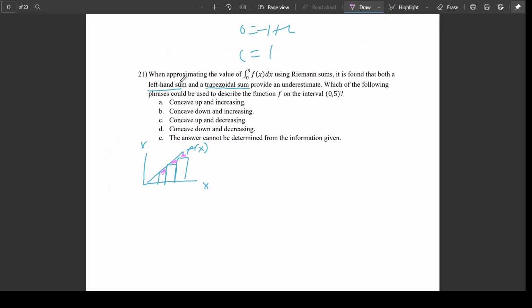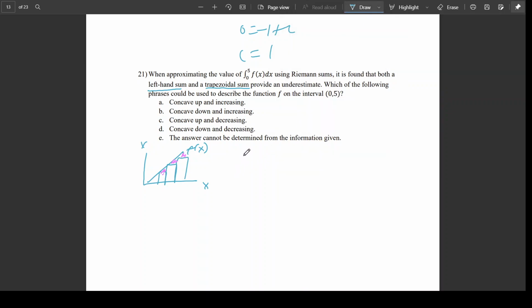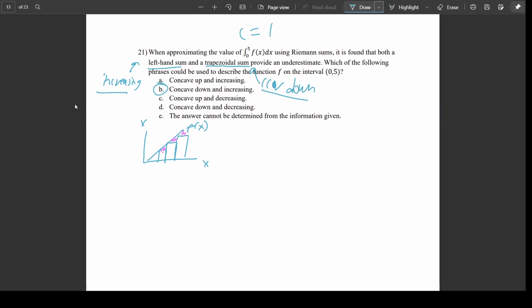So if I have my left-hand sum being an underestimate, what that means is that f of x is increasing. And it's a bit harder to see visually for a trapezoidal sum, but you should have learned in your class at least that if a trapezoidal sum is an underestimate, then the function is concave down. So the left-hand sum is an underestimate, so the function is increasing, and the trapezoidal sum is an underestimate, so the function is concave down. So that means the function is increasing and concave down. We're going to go with B there as our answer.